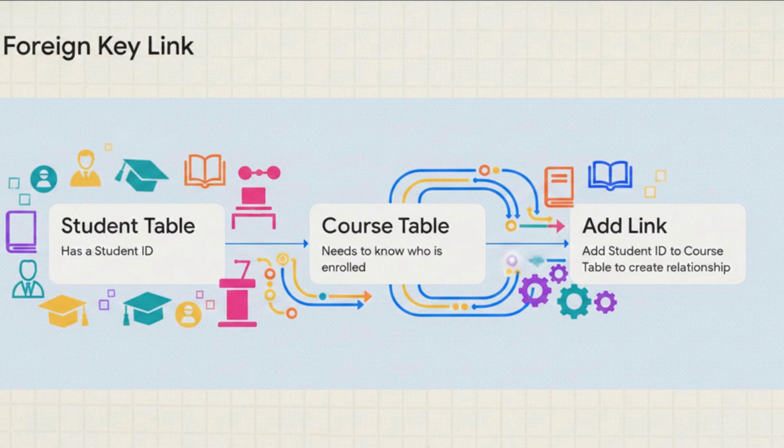Step 1, we have our student table with its primary key, the student ID. Step 2, we have a completely separate course table that tracks classes, but obviously it needs to know who is enrolled. Step 3, we take that student ID and add it into the course table. Because the student ID is natively from a different table, it acts as a foreign key inside the course table. It connects the two tables, creates a relationship, and absolutely crucially, it maintains data integrity across the whole system.